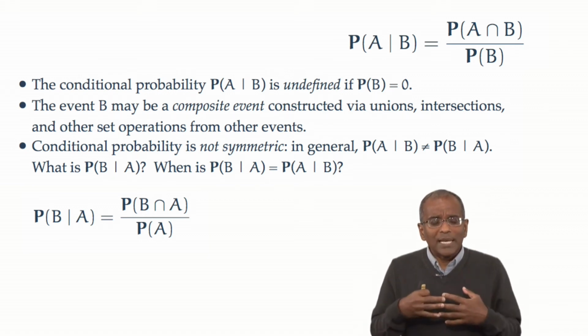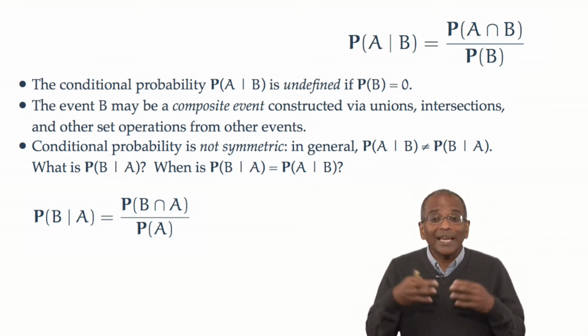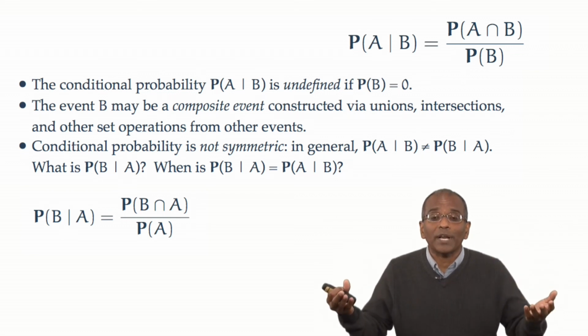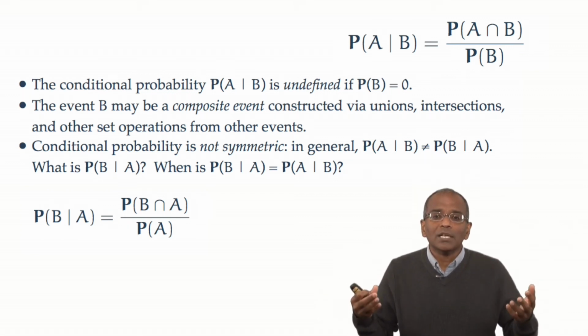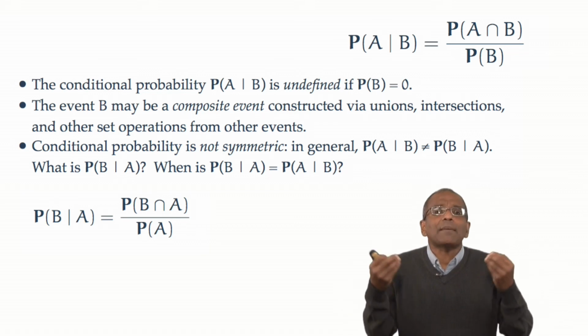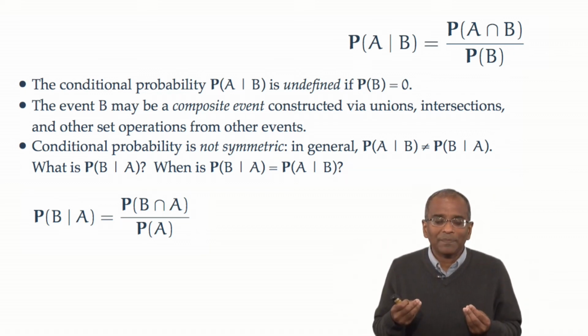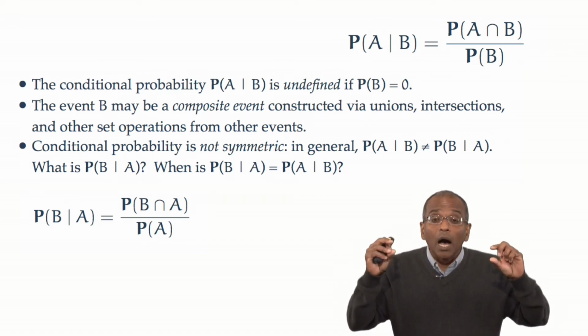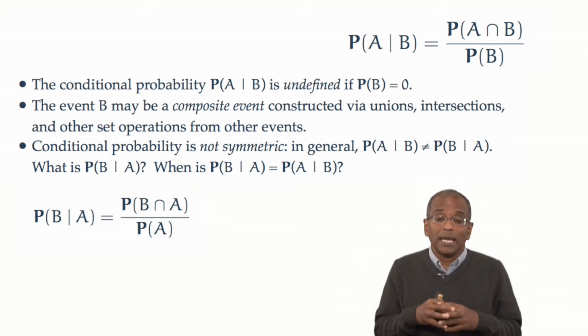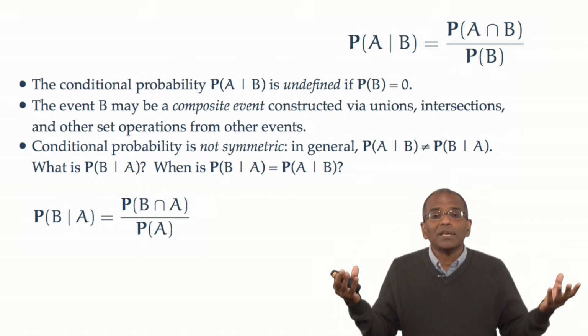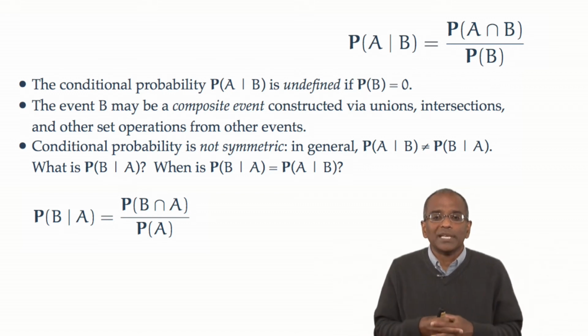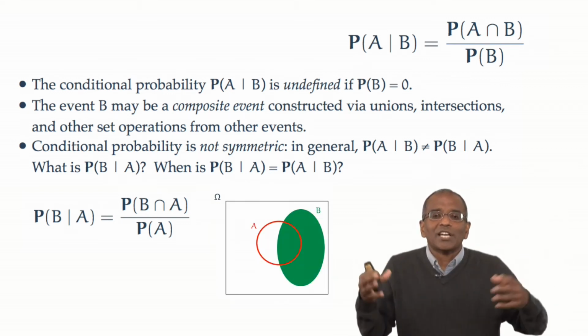The numerators are indeed the same. Intersection is a commutative operator. You can do it in any order. So the chance of A intersection B is the same as the chance of B intersection A. But the denominators are rather different. In general, A and B need not have the same probability. It's indicated visually in your figure where I've shown you A and B having different sizes and shapes.